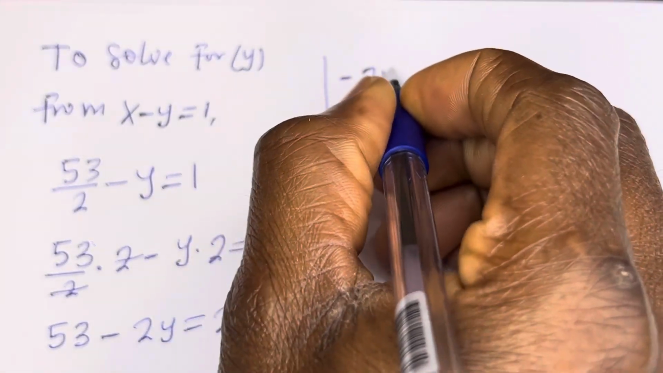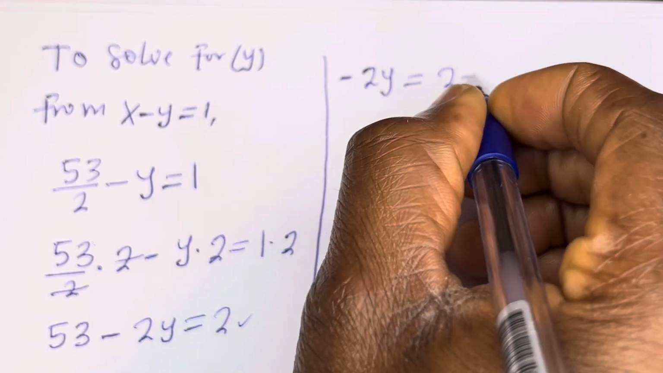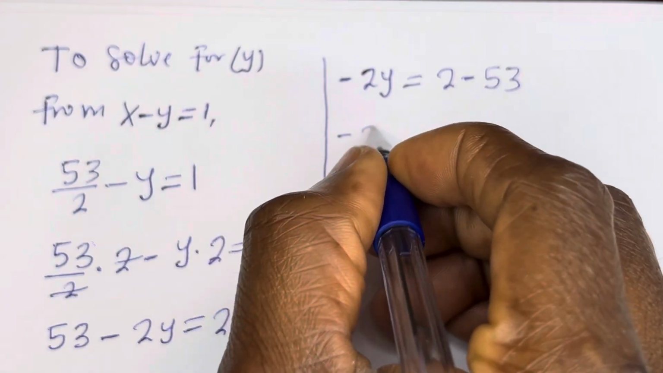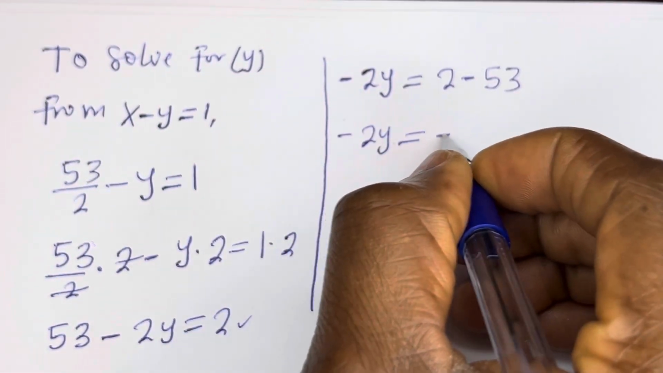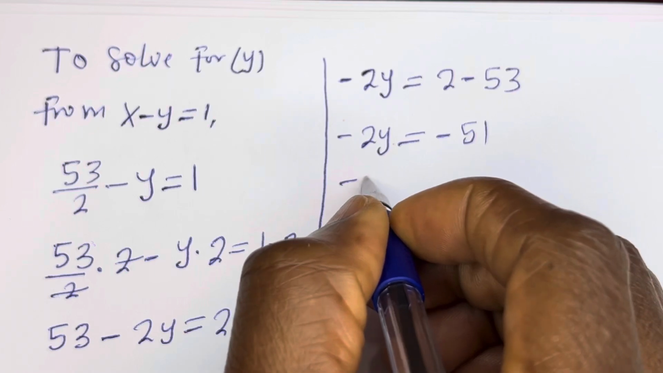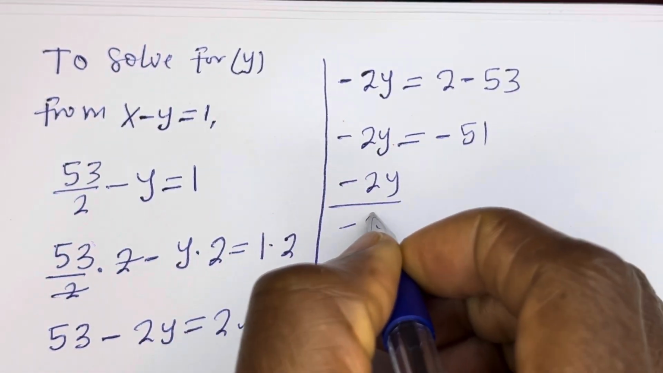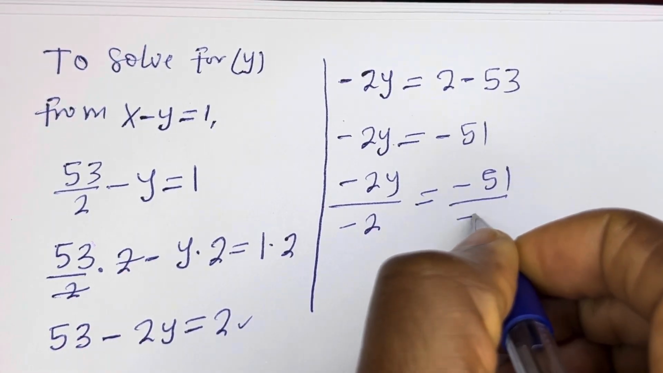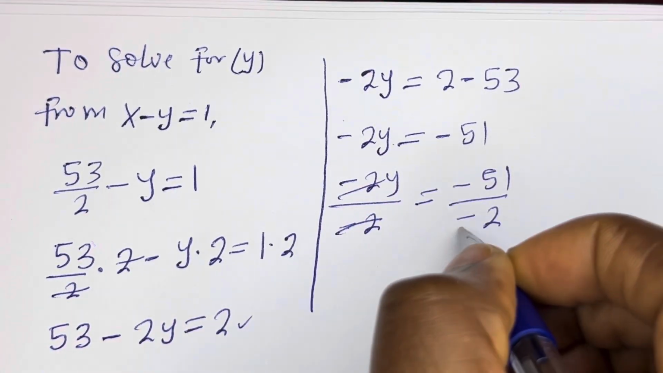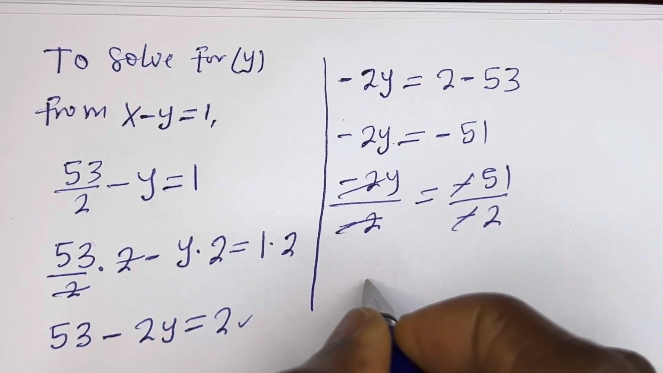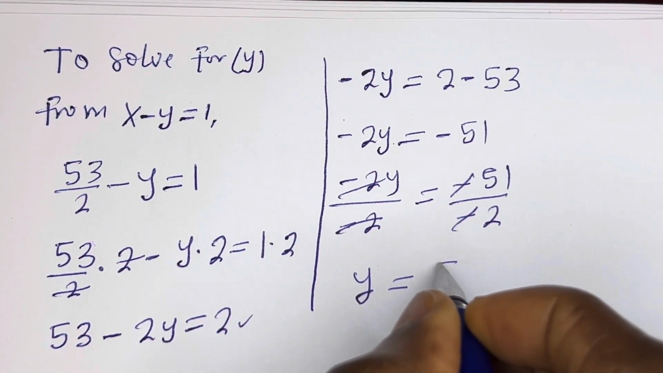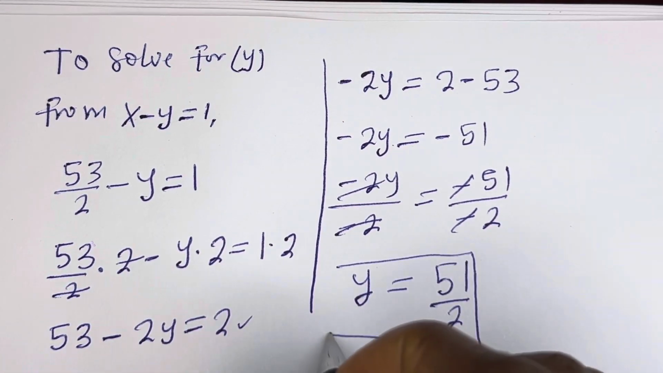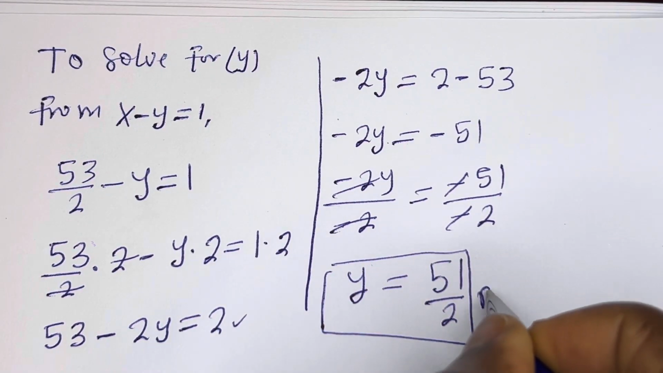Then from here, we have minus 2y is equal to 2 minus 53. Then minus 2y is equal to minus 51. Minus 2y divided by minus 2 is equal to minus 51 divided by minus 2. This will cancel this. Here, minus will cancel minus. y is equal to 51 divided by 2. And of course, this is not a natural number. It is rejected.